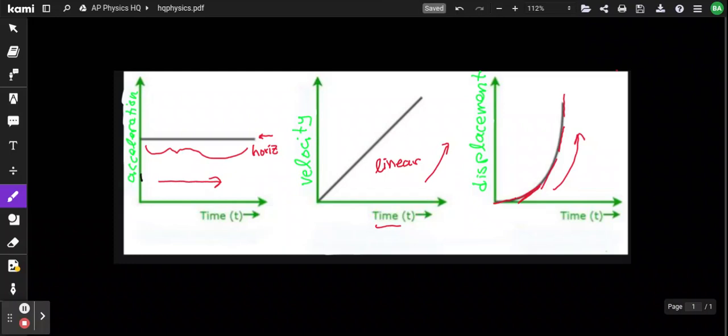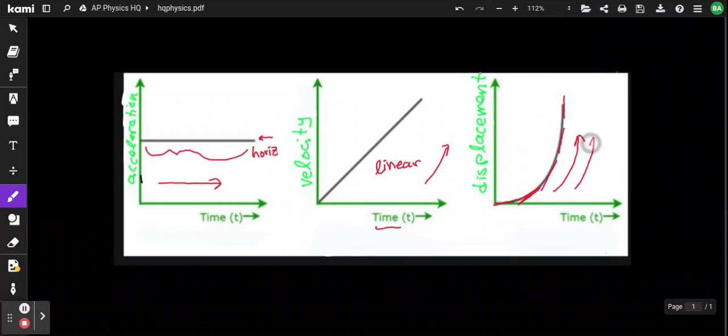So if they give you just the velocity, just the acceleration, or just the displacement, you should be able to derive the other two, depending on which one they gave to you. So once again, we can tell that our displacement is going to curve upward because our velocity is positive and increasing, and our acceleration is positive, which tells us that our velocity is linearly increasing.